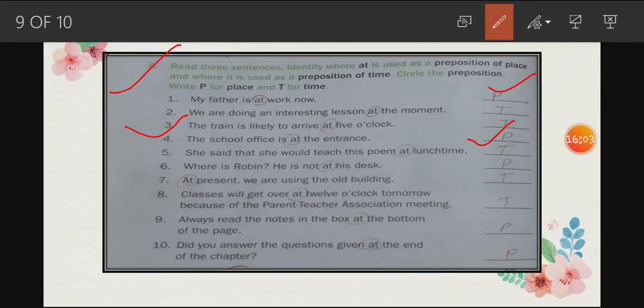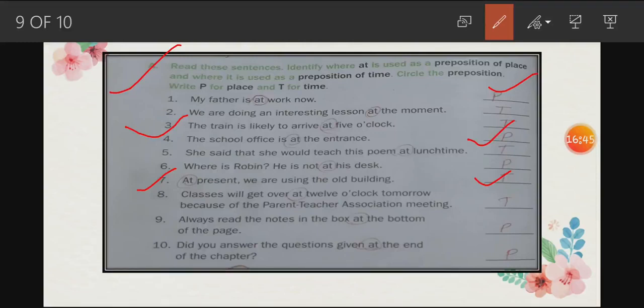Number 7. At present, we are using the old building. At present means now. It's about time. So that's why you have to circle the "at" here, and you have to write T for time. Number 8. Classes will get over at 12 o'clock tomorrow because of the parent teacher association meeting. 12 o'clock tomorrow. 12 o'clock means exactly 12. Normally PM will be here because normally we have the classes in the daytime, not at night.